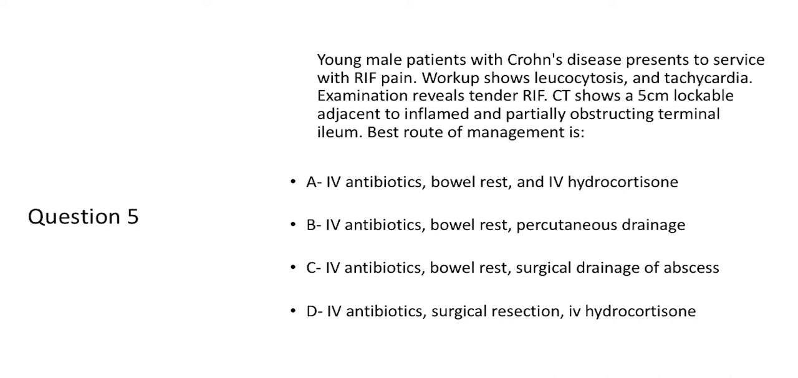Question 5: the young male patient with Crohn's disease presents to your service with right iliac fossa pain. The workup shows leukocytosis and tachycardia. The examination shows a tender right iliac fossa. The CT shows a 5 centimeter loculation adjacent to an inflamed and partially obstructing terminal ileum. The best route of management would be: A, IV antibiotics, NPO or bowel rest and IV hydrocortisone. B, IV antibiotics, bowel rest and percutaneous drainage. C, IV antibiotics, bowel rest and surgical drainage. D, IV antibiotics, surgical resection, and IV hydrocortisone.